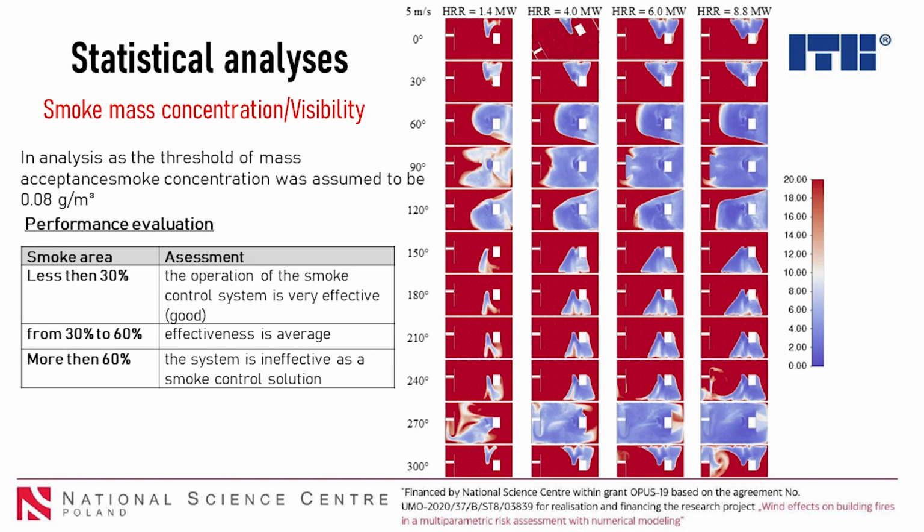And how we did it. First of all, the first step is the smoke mass concentration and the visibility. We defined that our acceptance concentration is 0.08 grams per cubic meter. If the car park is filled with smoke in less than 30% of its area, the system is working properly and it's good. Between 30 and 60% of the area of the car park, the effectiveness is average. If more than 60% of the car park is filled with smoke with a density bigger than 0.08 grams per cubic meter, the system is not working and it's not acceptable.